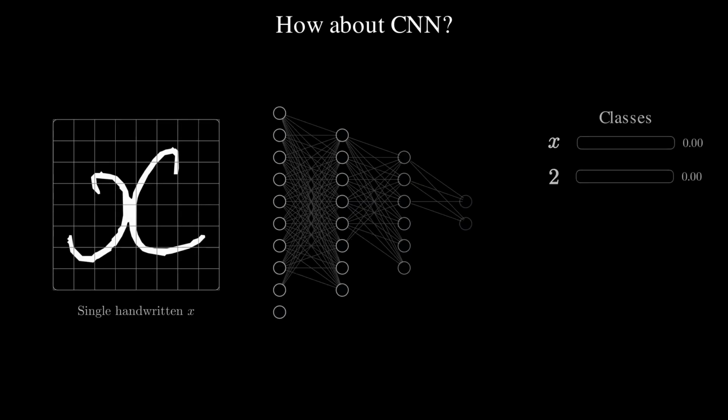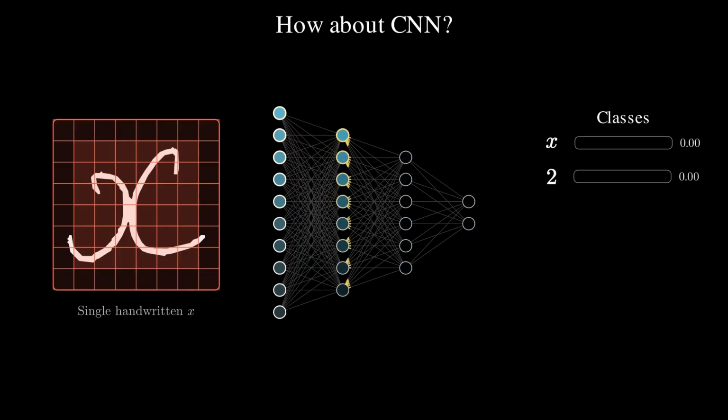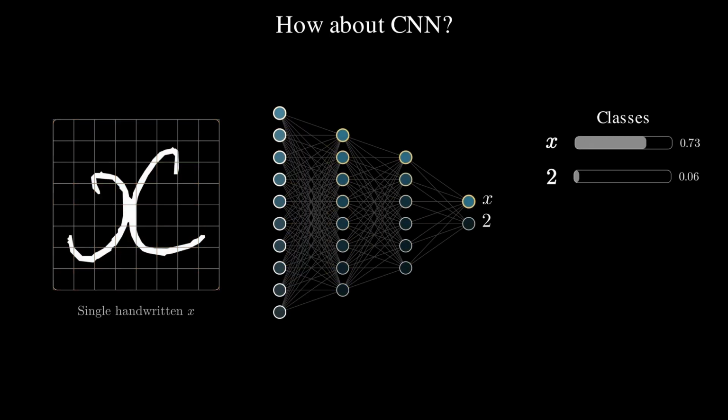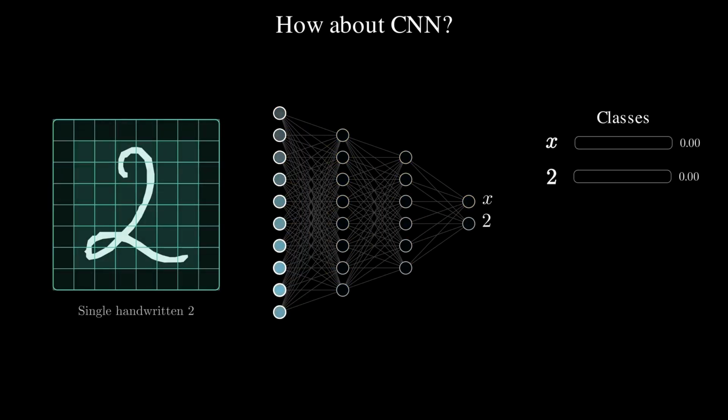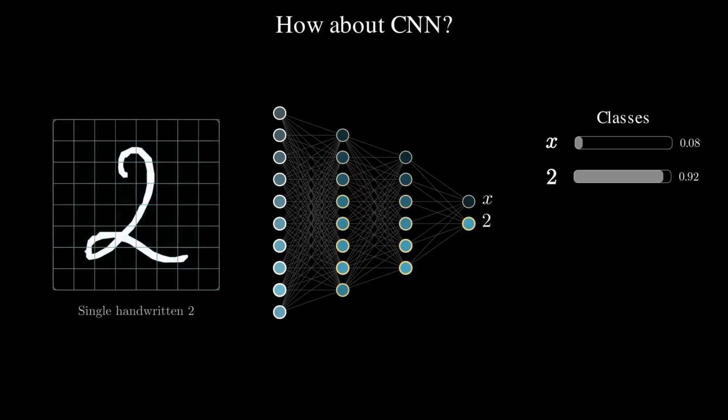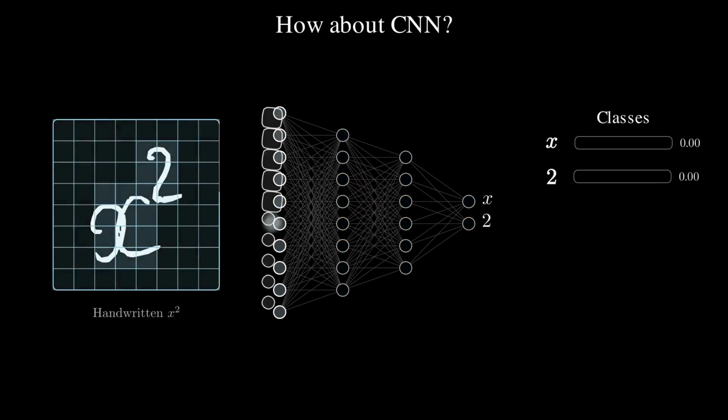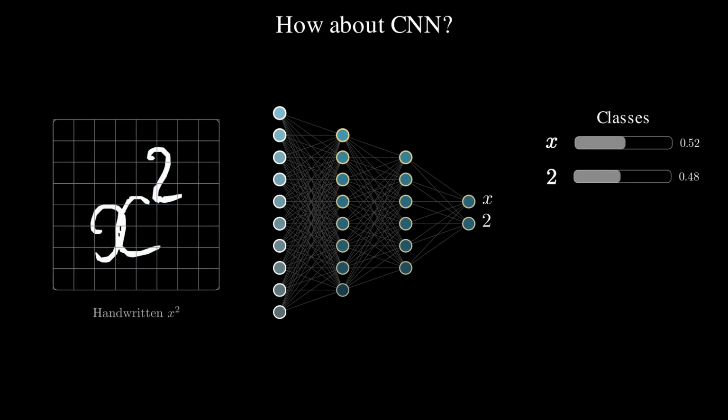At first, you might think a convolutional neural network is the right tool for this. And for something simple like recognizing a single digit, that works beautifully. But here the challenge is different. Is this an X or is it a 2? And even if you recognize both symbols correctly, how do you tell that the 2 is not just next to the X, but actually written as its exponent?